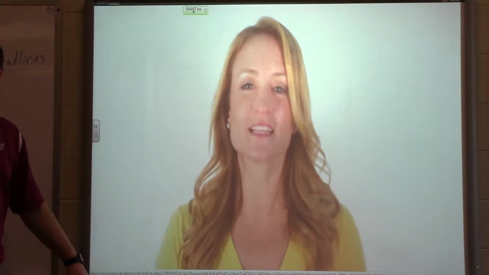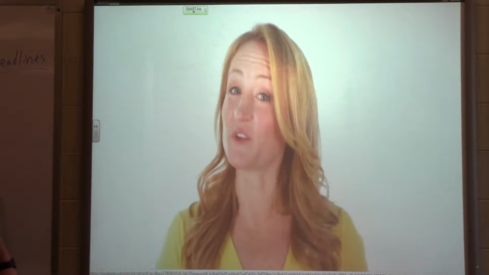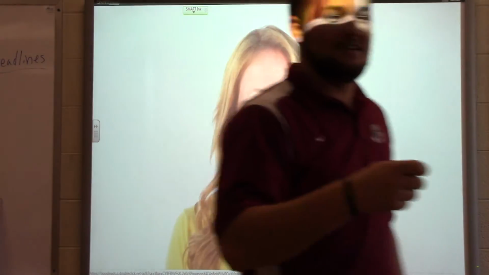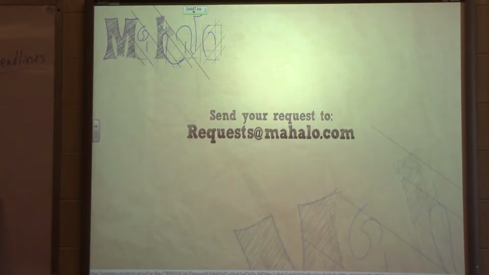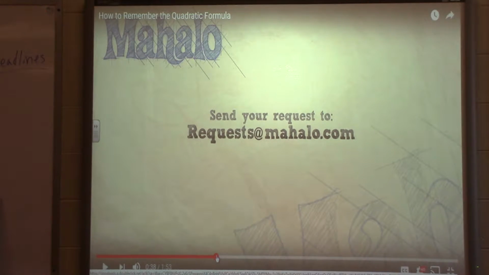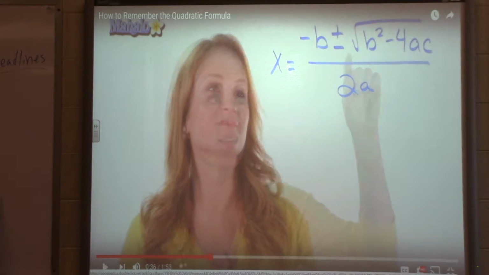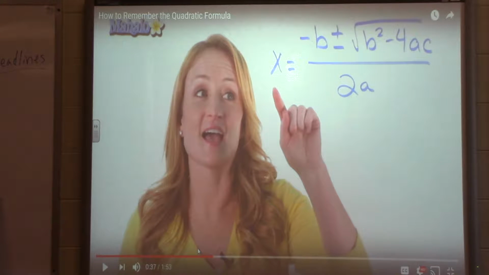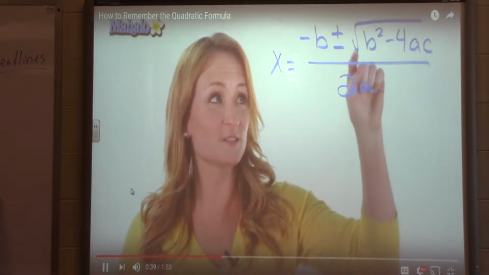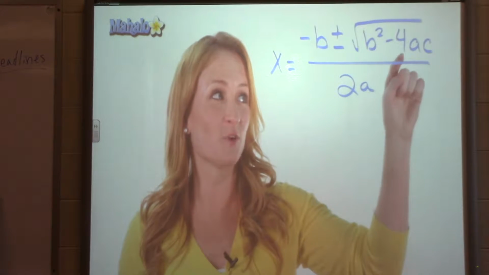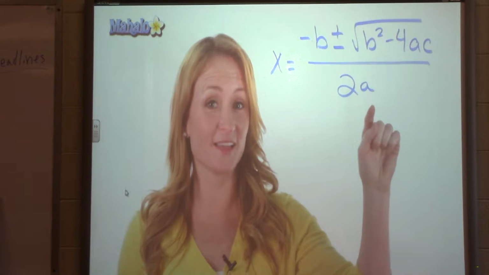You guys gonna do it one more time? You guys all gonna sing? We'll do it one more time. Opposite b plus or minus. Ready? Are you guys ready? Yes. I want everyone to sing. X equals opposite b plus or minus the square root b squared minus 4ac divided by 2a.